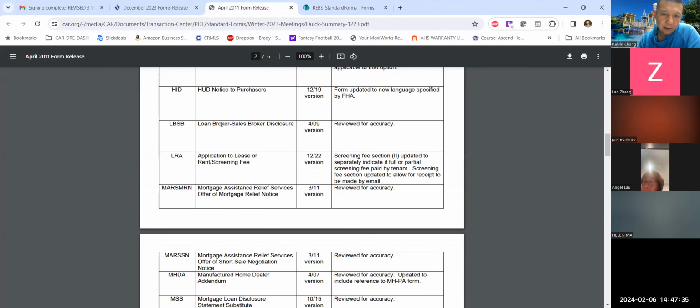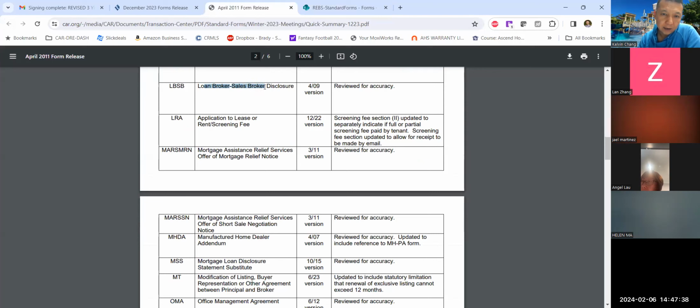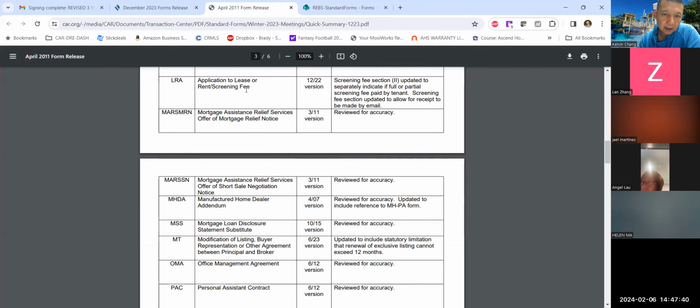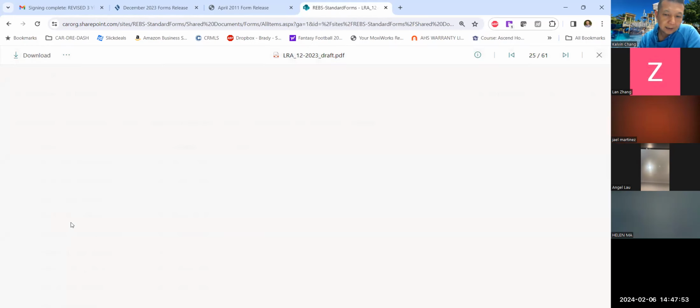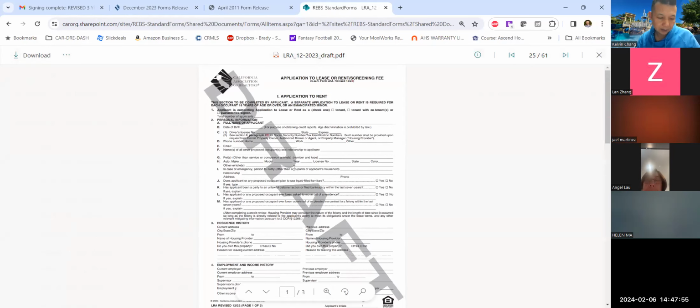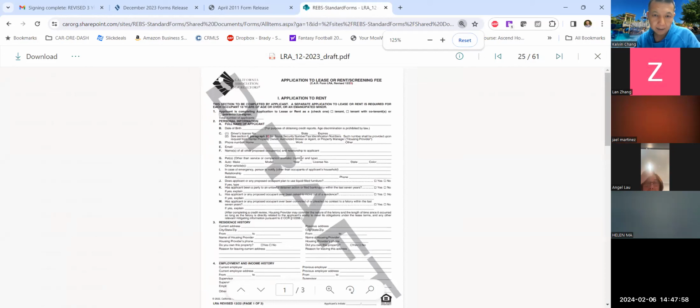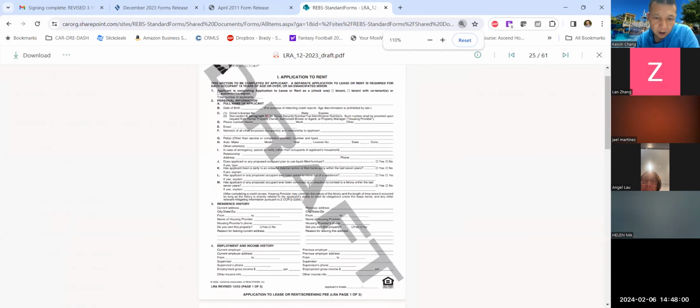Now, we don't have agents that do loan broker sales, so I'm not going to really talk about this. There is a screening fee change for those of you who do rentals and rent out homes. So let's take a look at LRA. I also just completed this with another client, and the application to rent has a small change. Obviously, I like this form. I use it and add it with my RentSpree screening process, so that way I don't have to make any extra steps.